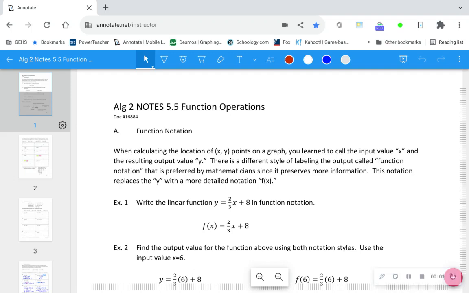Okay, welcome to the Algebra 2 notes for section 5.5, and I'm going to be looking at function operations. We're going to be doing some adding and multiplying and several other things in this section with function notation. So let's begin with a discussion of function notation.